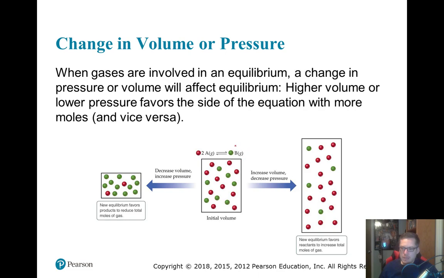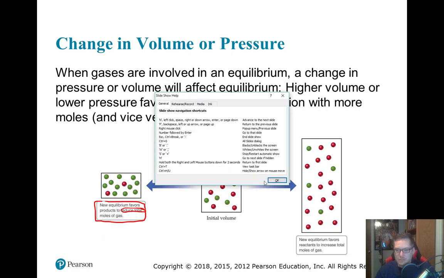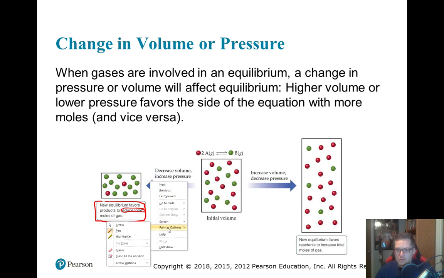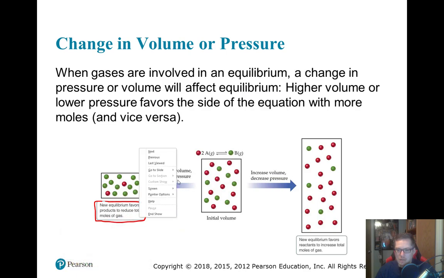And then B here, this reaction rate will probably remain close to the same, because these guys don't have a collision at all. This is a purely decomposition reaction. So when we decrease volume or increase the pressure, your new equilibrium will always favor the side that reduces the total number of moles of gas. Let me erase that so you can read it a little. It'll go to the side that reduces the total moles of gas.